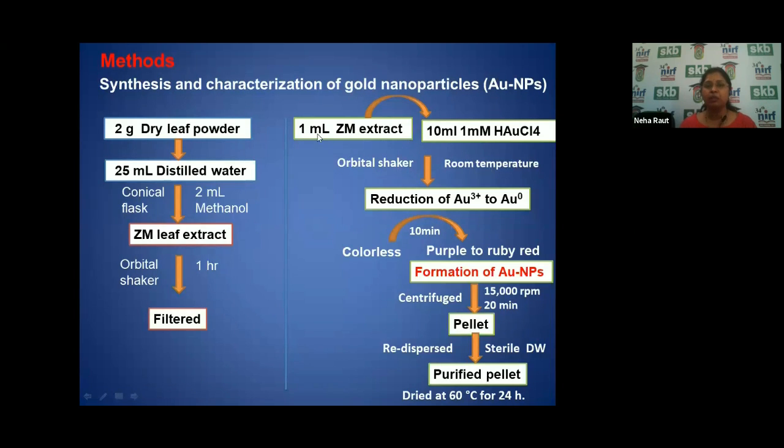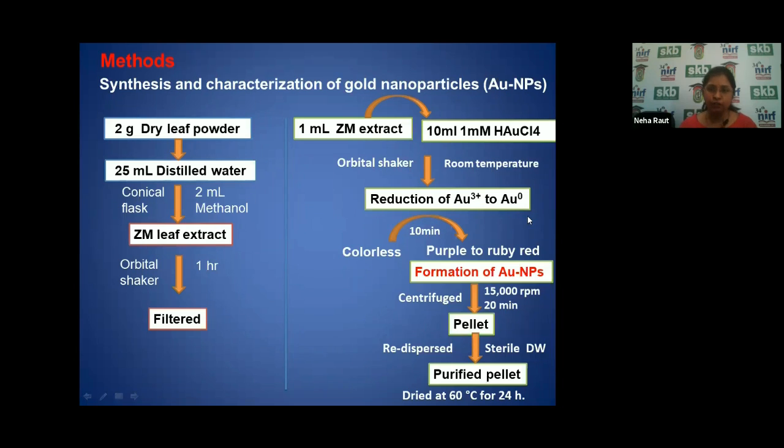So 1 ml of this Ziziphus mauritiana extract is added to 10 ml of 1 millimolar chloroauric acid in an orbital shaker at room temperature, around 30 degrees Celsius. When kept at room temperature in an orbital shaker, this extract, consisting of OH groups and amide groups, reduces the metal ion, and this reduction of gold occurs from Au3+ to Au0.